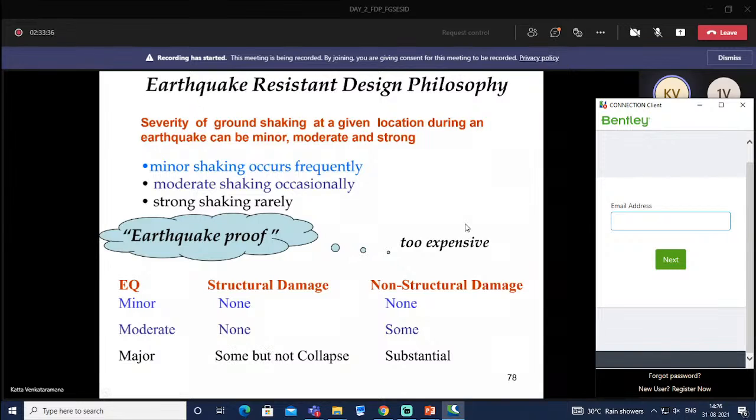There can be cracks in beams, columns, but the structure as a whole should not collapse. We should be able to save the lives of the occupants. And there can be substantial damage to non-structural elements. So this is the so-called earthquake resistant design philosophy. We classify into minor earthquakes, moderate earthquakes, and major earthquakes. Even in the case of a major earthquake, there should not be collapse of the structures. We should be able to save the lives.